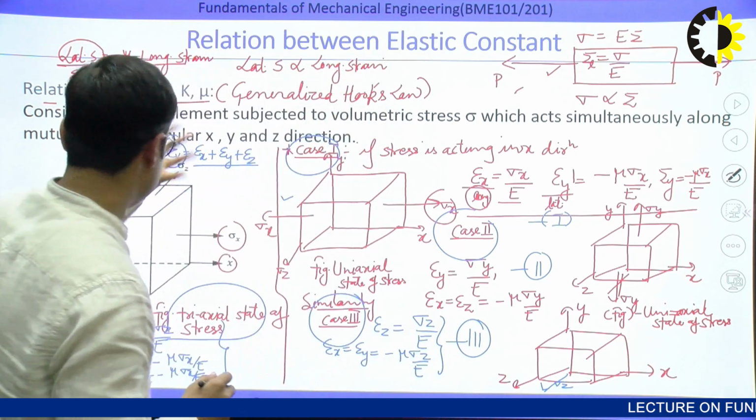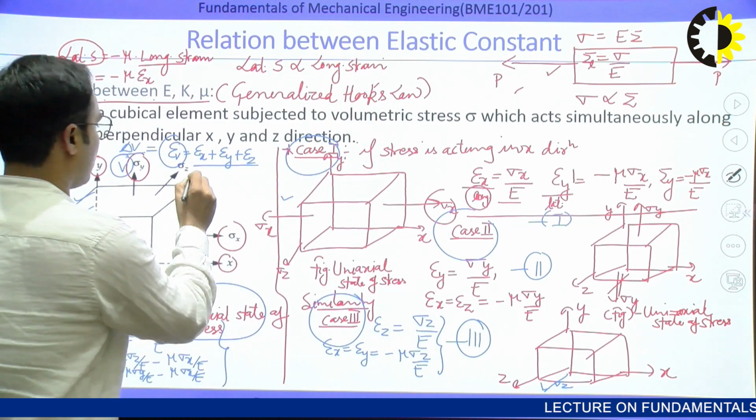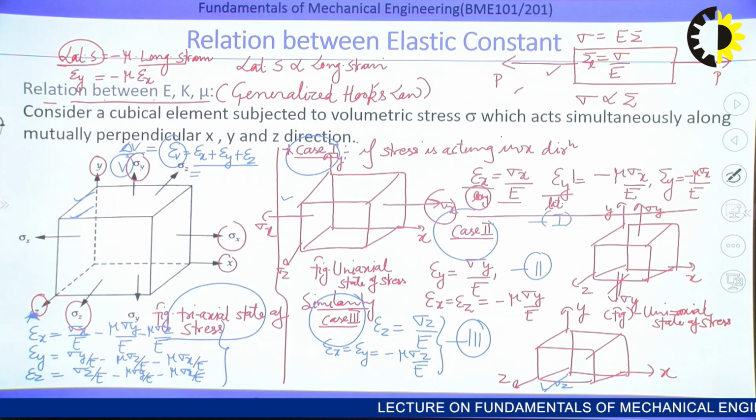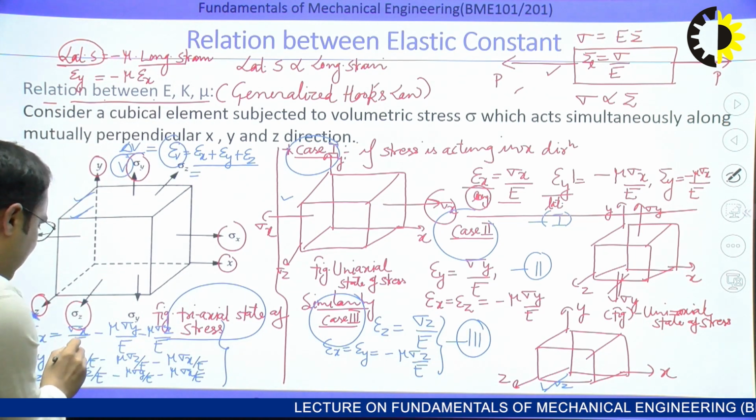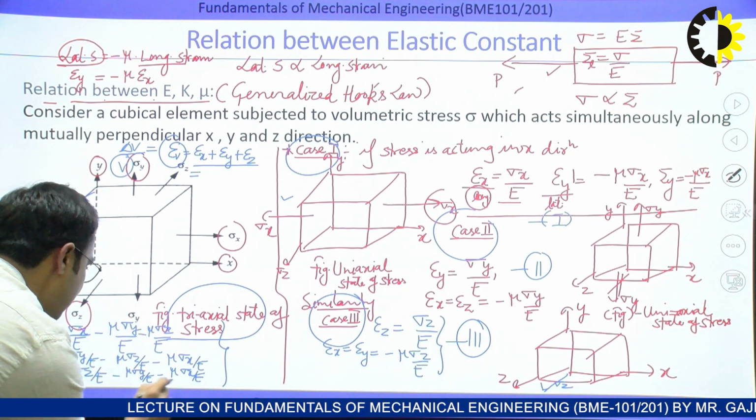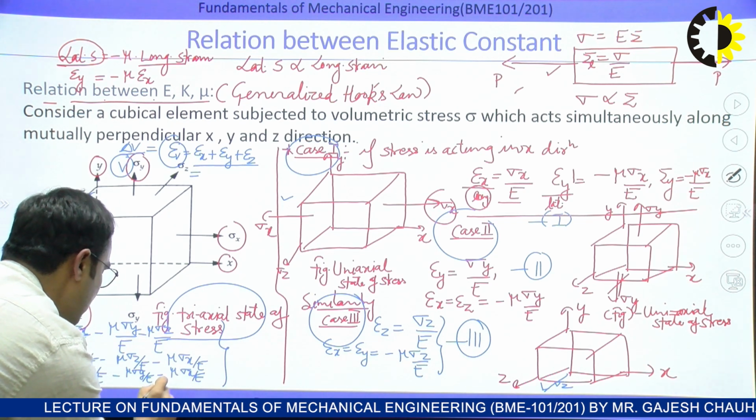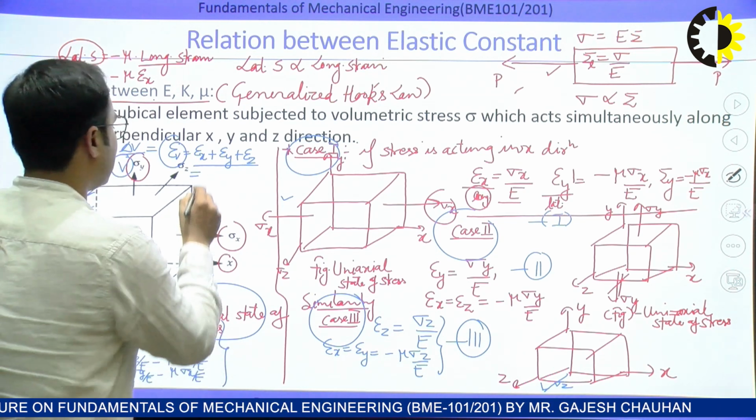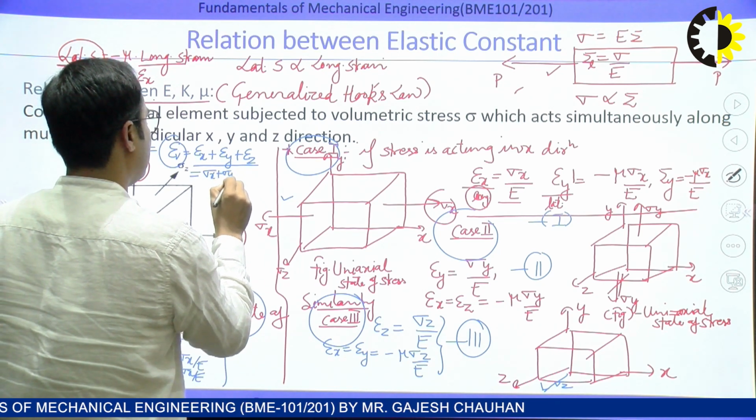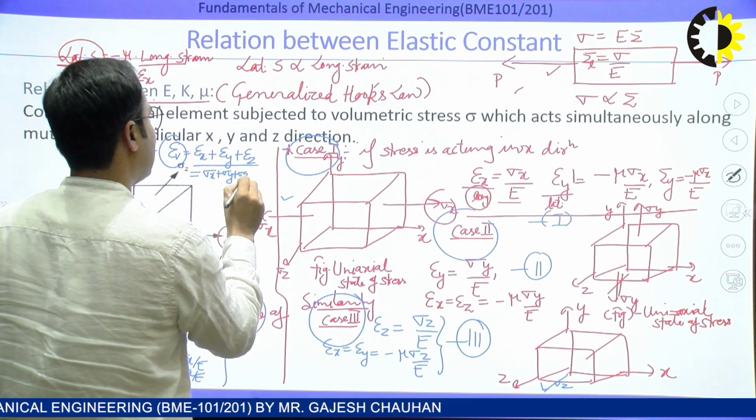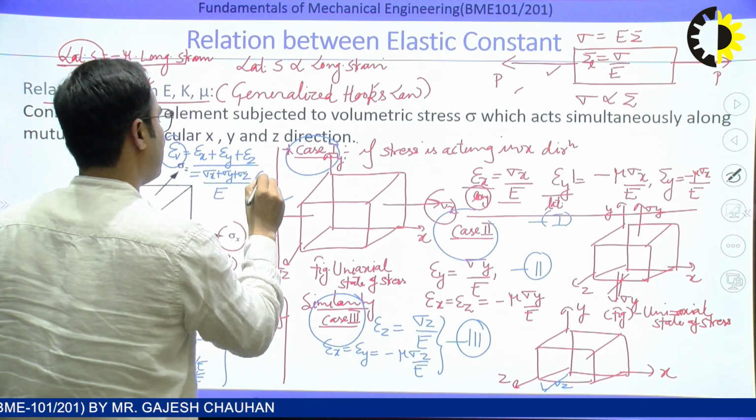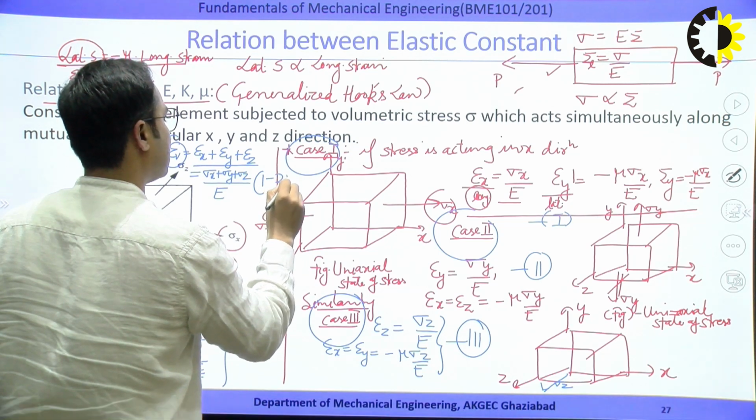So we can combine these. What will the formula be? We can see from this formula that sigma x over E is coming, and two other times sigma x is also coming. If I combine all, the formula becomes sigma x plus sigma y plus sigma z, with 1 over E taken common. One time it is coming, and minus 2 times it is coming with mu.